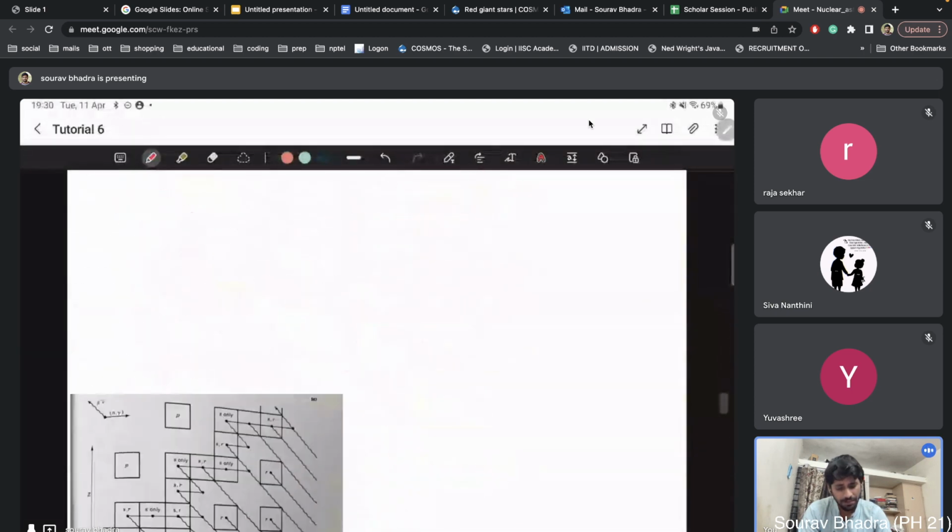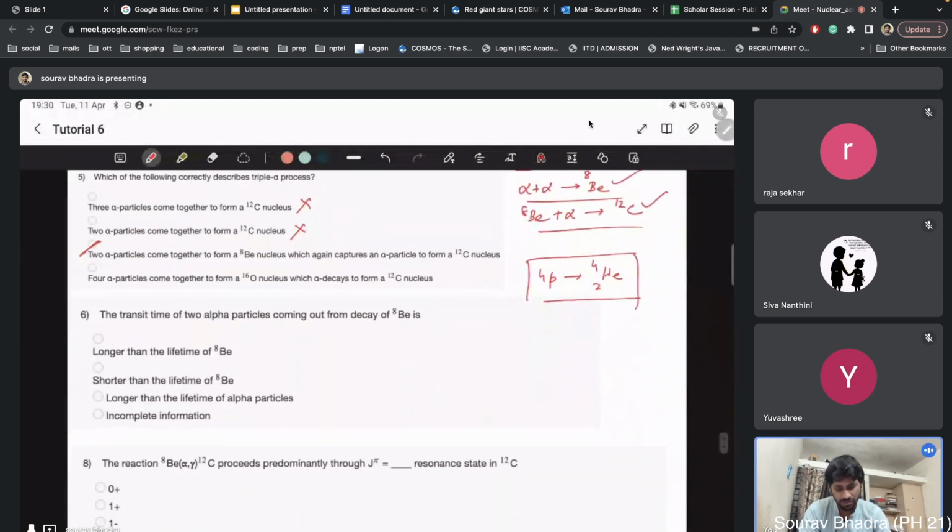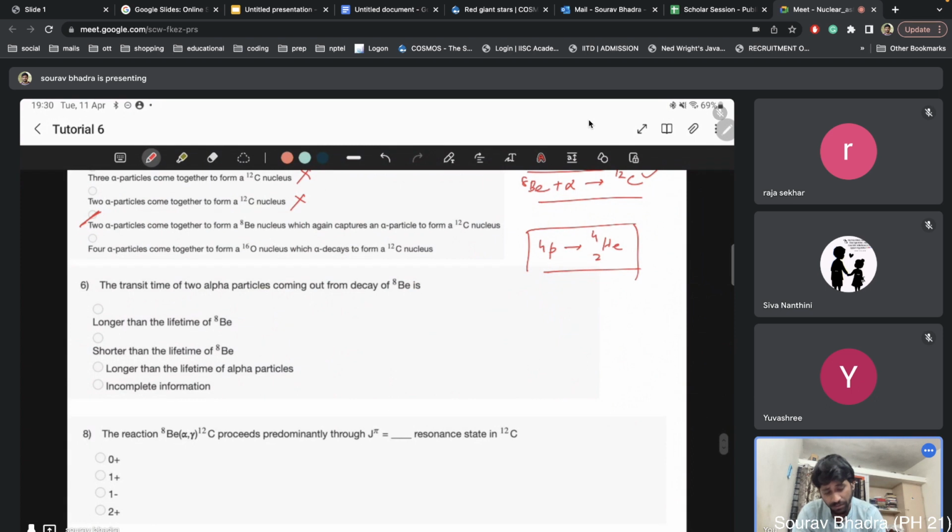These are experimentally verified, I think, not any theoretical expression or understanding. So the transit time of the two alpha particles coming out of the decay is shorter than the lifetime of 8Be, because this lifetime was 10 to the power minus 16 and this transit time is 10 to the power minus 19, which is less than 10 to the power minus 16.